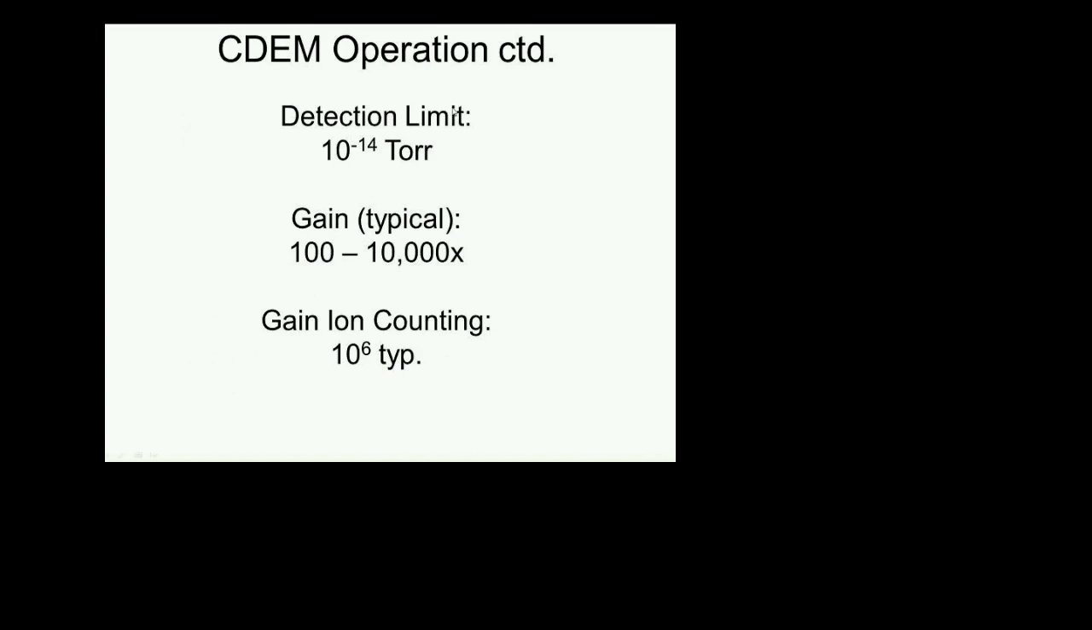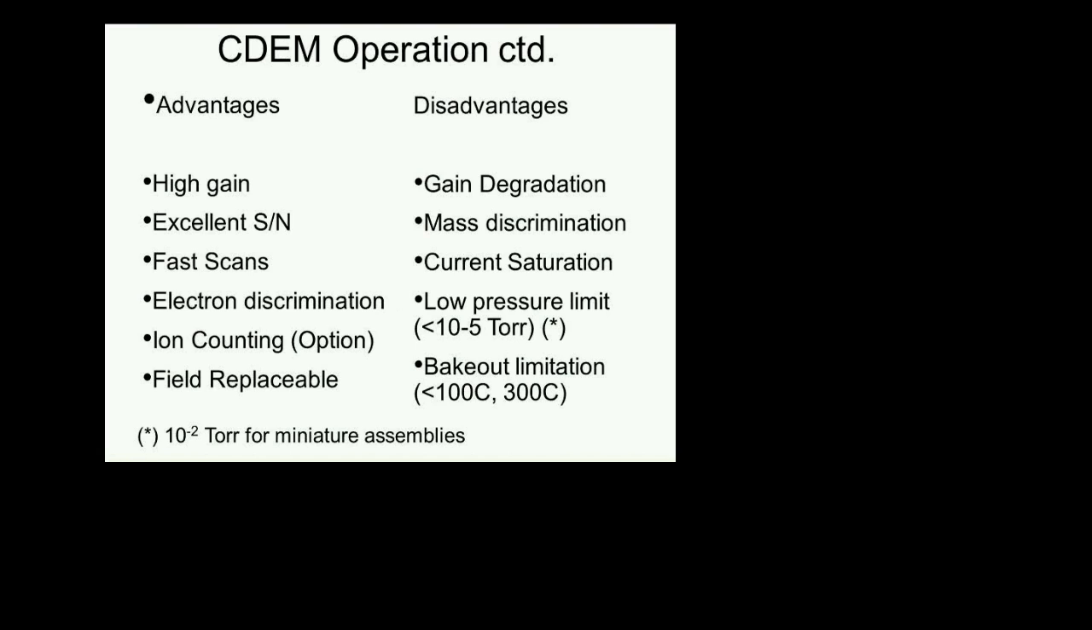So with an electromultiplier, typical detection limit, 10 to the minus 14 torr. The gain, which is adjusted by adjusting the high voltage on the multiplier, can be anywhere from 100 to, in fact, you can adjust it to 10 if you want, but typically between 100 and 10,000. Increasing the gain any further than this is not a good idea because the signal increases, but so does the noise, so you don't get any improvement in signal-to-noise ratio.